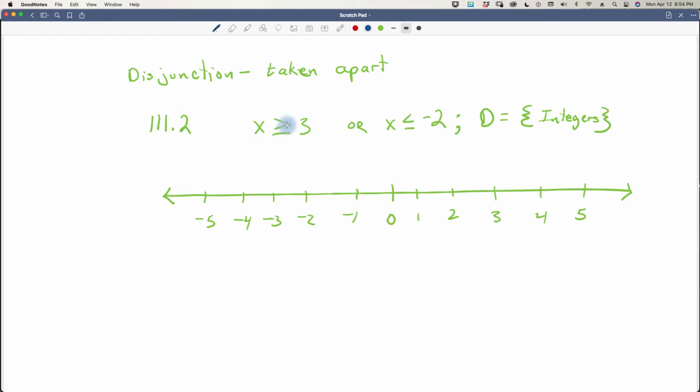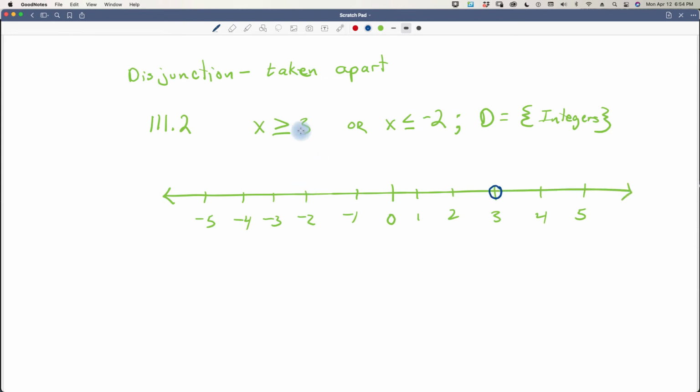All right, so I'm gonna switch colors. If x is greater than or equal to +3, okay? So we find +3 and it is equal to, so we fill it in. And x is greater than that, so we go to the right where the greater lives. Or x is less than or equal to -2. So we identify -2 and it has the equal sign, so we fill that in. Actually, I've already done this wrong.